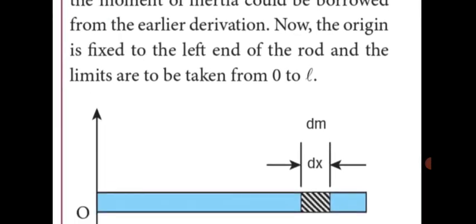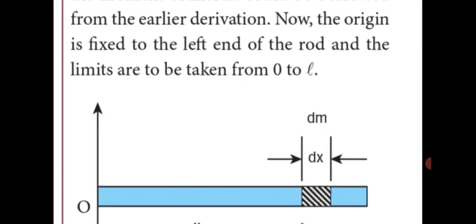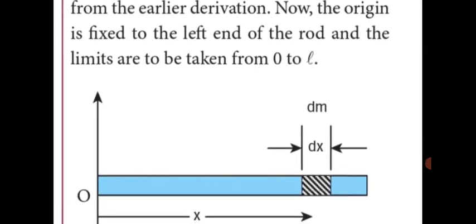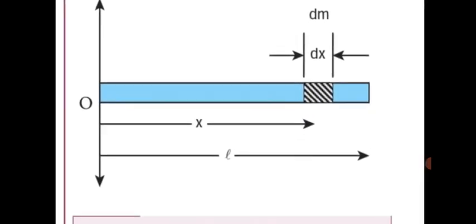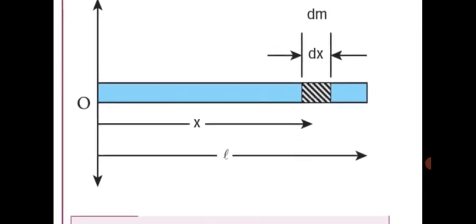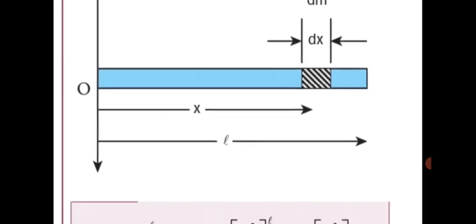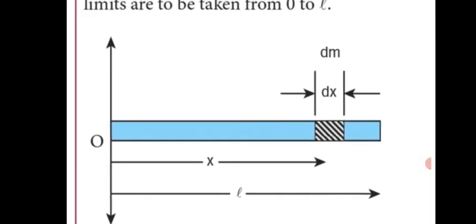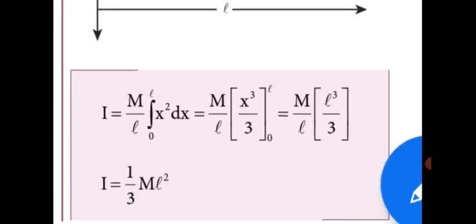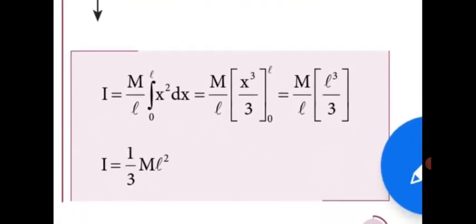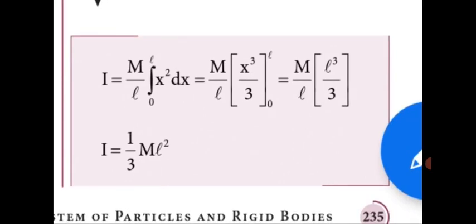Now the origin is fixed to the left end of the rod and the limits are to be taken from 0 to L. So here also we are taking some origin, with 0 to L as the limit, and we are taking x as a distance, and dm for the smallest element. The same thing is repeated here, only the integral upper and lower limits are changed. There we took minus L by 2 to plus L by 2. Here we are going to substitute 0 to L.